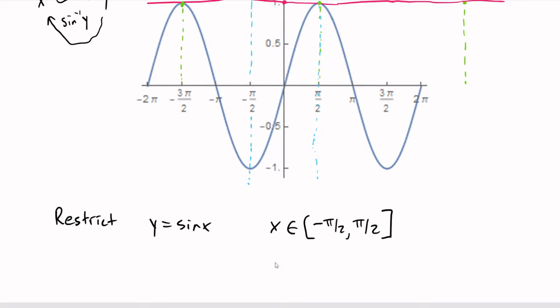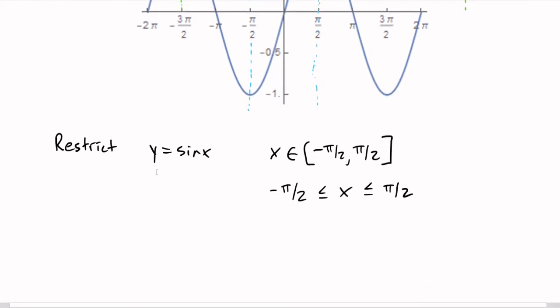Or if you're more comfortable with this notation, I'm just saying the same thing here. X is between these two only. Then, this is okay. If we restrict sine here, then we can talk about the function. And we're going to write this a couple different ways, but just to keep nailing home this inverse idea, we can talk about this function where y will go between negative 1 and 1.